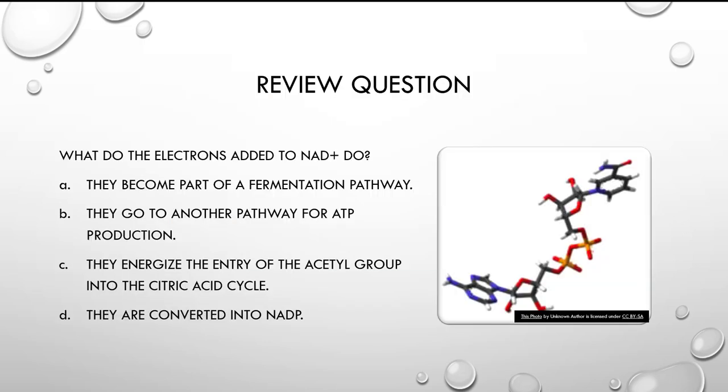And so let's see if we can review with some review questions. What do the electrons added to NAD+ do? Is it A, they become part of a fermentation pathway, B, they go to another pathway for ATP production, C, they energize the entry of the acetyl group into the citric acid cycle, or D, they are converted into NADP? So what is the purpose of the electrons added to NAD+?